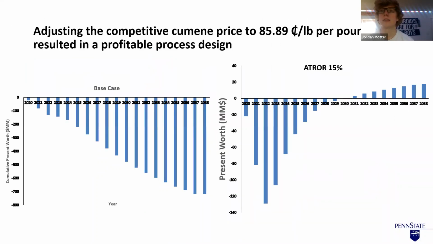Our group calculated several alternate and sensitivity analyses after finishing our economics on the base case scenario in order to determine if the plant is ever profitable. As stated earlier, we calculated a cumene price of 85.89 cents per pound to reach a required netback of 15%. Looking at the project's cumulative present worth over 15 years, we can see that the plant becomes profitable after the year 2030. However, it is not common that the cumene price will nearly double in today's market. This indicates that this sensitivity analysis is not realistic and will not be successful.